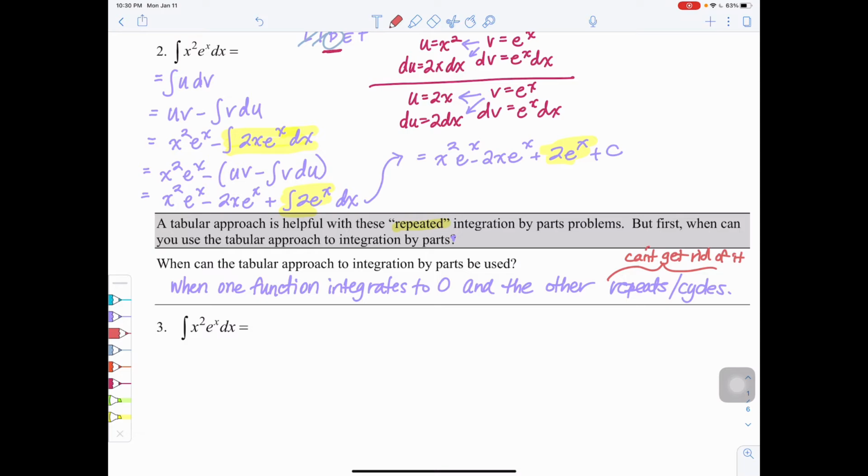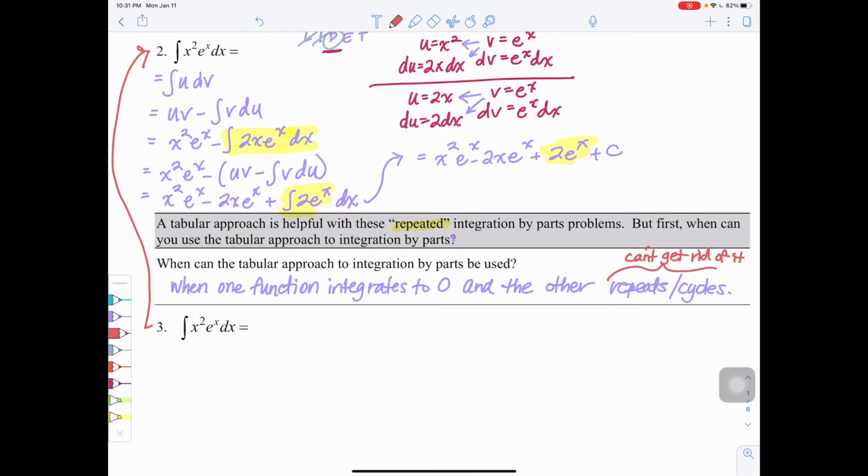We definitely have an integration by parts. This is the same as number 2. Look. This is the same integral. But I want to see if I can use tabular. Will x squared integrate away? Yep, the derivative of x squared is 2x. The derivative of 2x is 2. The derivative of 2 is 0. Yes, I've got one function that goes to 0.